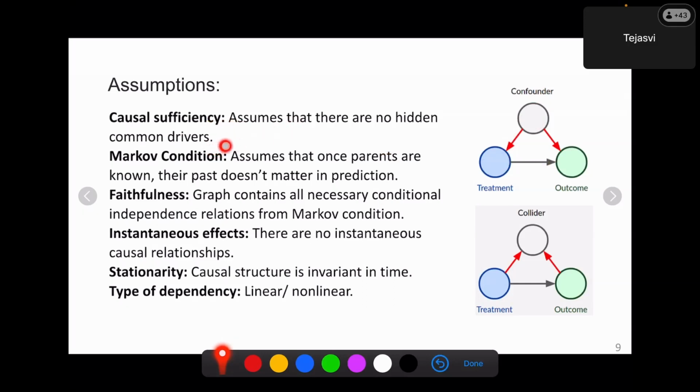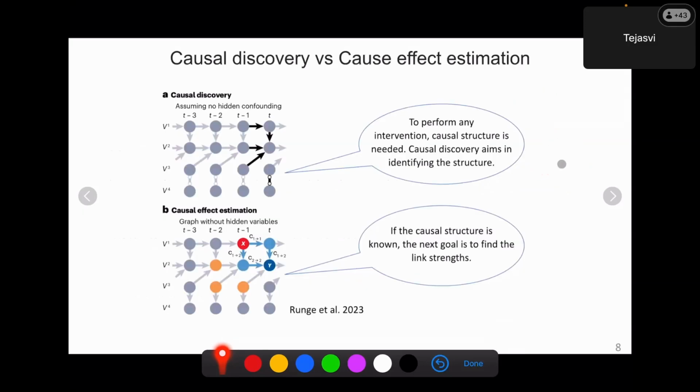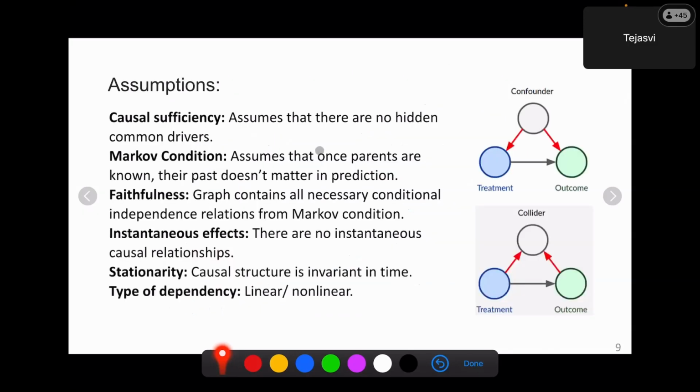Then there's the Markov condition, which concerns the parents, the variables which have direct links to our variable of concern. So let's say in this slide, this node here has three parents, 1, 2, and 3. Once you have identified the immediate links, everything else becomes irrelevant. That's what the Markov condition tells us. Once you have identified the parents, their past does not matter in prediction. The next is called faithfulness.